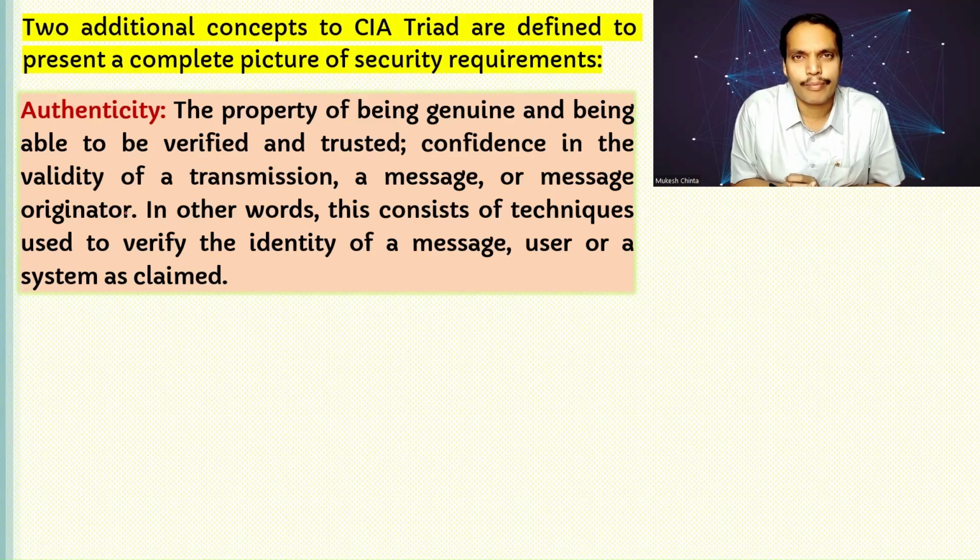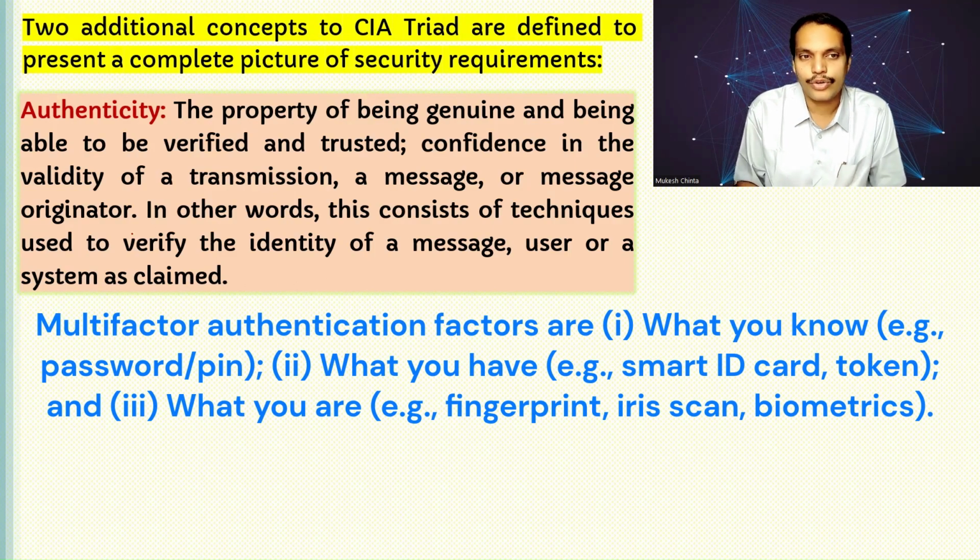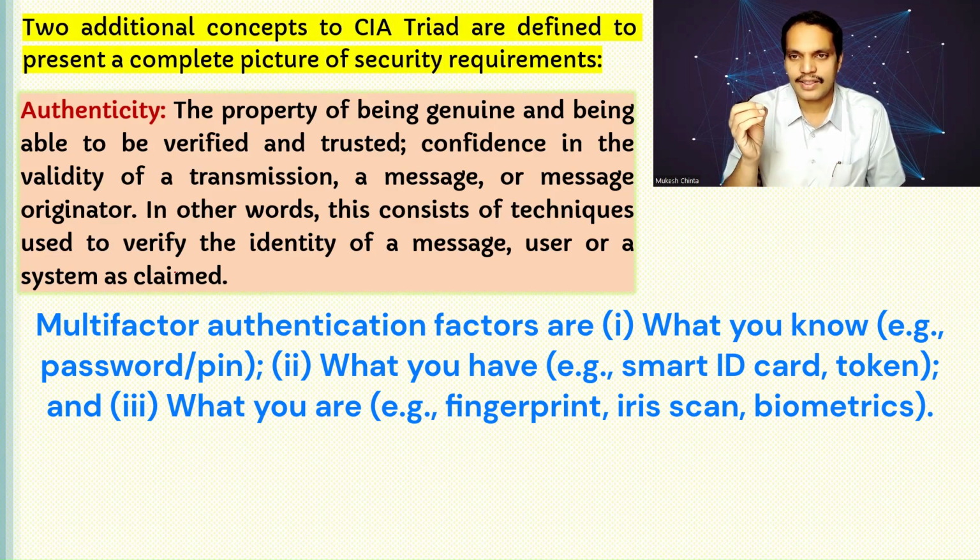Whenever you want to log into your bank system, what do you do? You get an OTP, you have a password, isn't it? You have a password and sometimes maybe biometrics. All those things come under authenticity. In other words, this consists of techniques used to verify the identity of a message, user, or system as claimed. You are just verifying whether the party is genuine or not, whether the message is coming from the genuine sender or not. All those things come under authenticity.